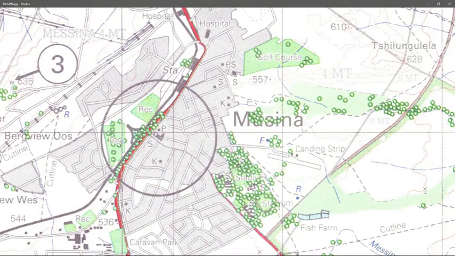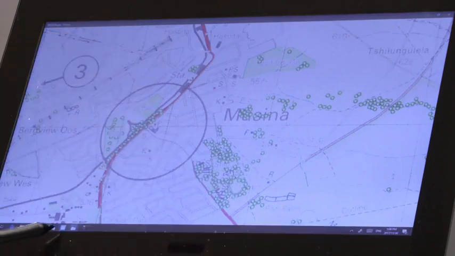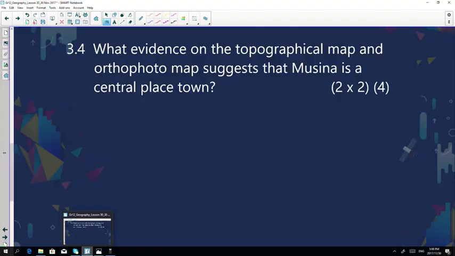Because if we look at MUSINA over there, we find quite a few services such as a police station, church, and schools. And there's even a couple of stadiums over there. As you can see, there's a fish farm over there as well, and a landing strip for aeroplanes. So definitely it's got unifunctional as well as hospitals over there. It's multifunctional because there are also tertiary functions as well as recreation, such as a golf course. So let's go back to the question. What evidence is there that it's a central place town?